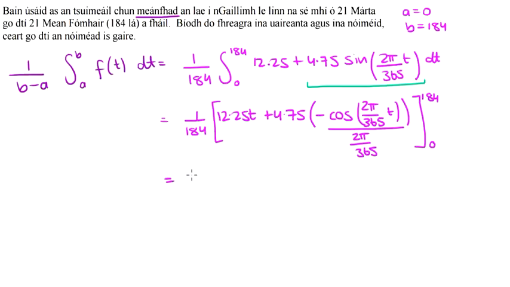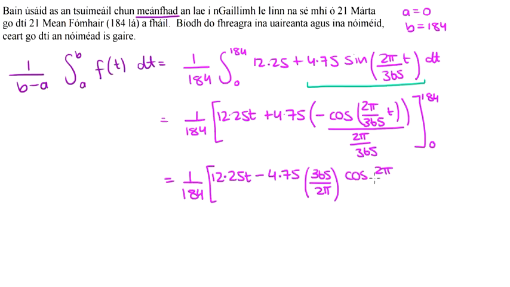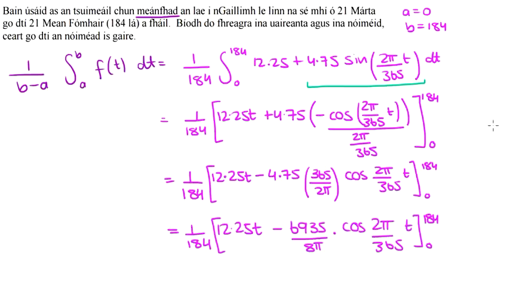And I'm just going to simplify. So I have minus 4.75 multiplied by 365 over 2 pi cosine 2 pi over 365 t. So when we're dividing with a fraction, we multiply by the reciprocal. So that's why it's changing from 2 pi over 365 to 365 over 2 pi. Again, on the next line, I'm just going to simplify further.